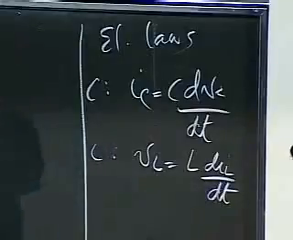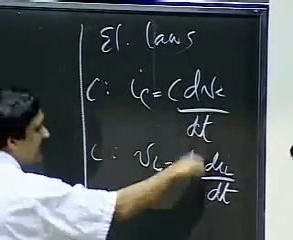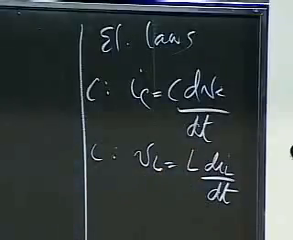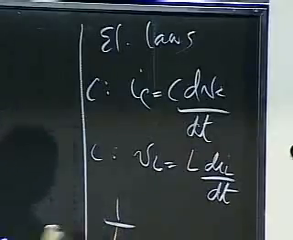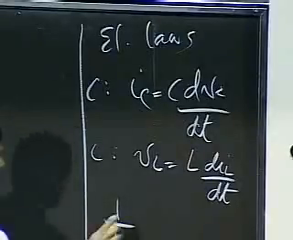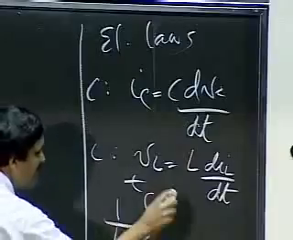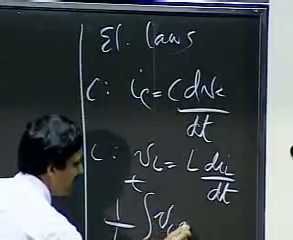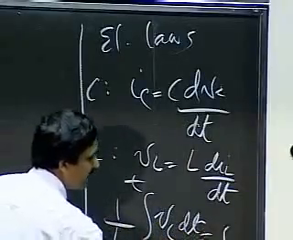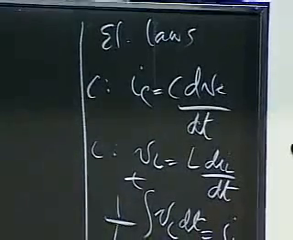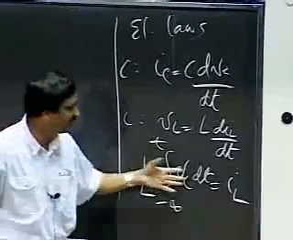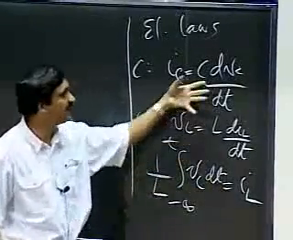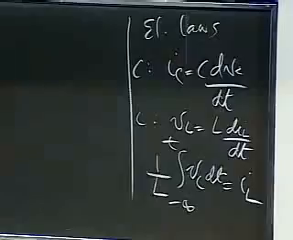It also suits us to write this in an integral form. So if I integrate both sides of this equation and bring L down to this side, I end up getting 1 by L, integral from minus infinity to t of VL dt, and that's simply IL. Okay, I'm just replacing this with an integral form. And so this is the VI relationship for the inductor, and this is for the capacitor.